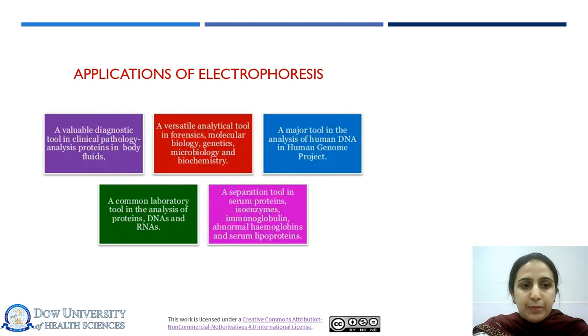There are wide applications of electrophoresis, and it is mainly used for the separation of protein, DNA and RNA. And by using electrophoresis, you can determine the number of these molecules present in your sample, that is how many types, how many proteins or how many DNA or how many RNA molecules are present there.